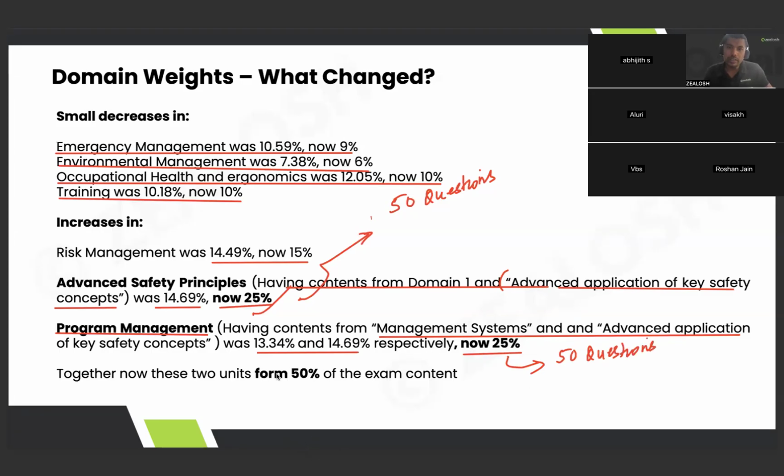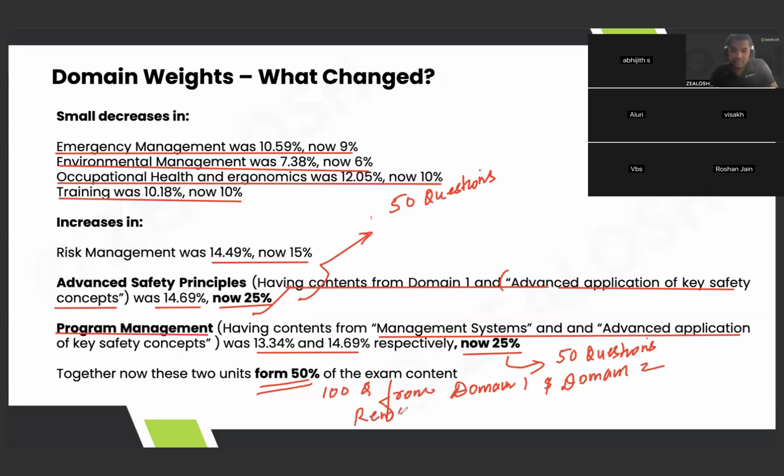So is it equally divided around the units? If you are asking me, no. Out of the 7 units, domain 1 and domain 2 contribute around 50% of the exam questions. 100 questions will come only from domain 1 and domain 2.